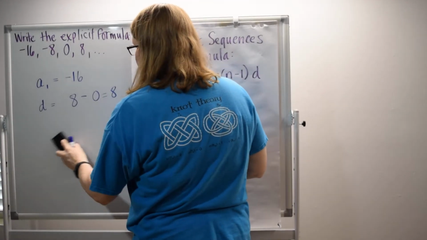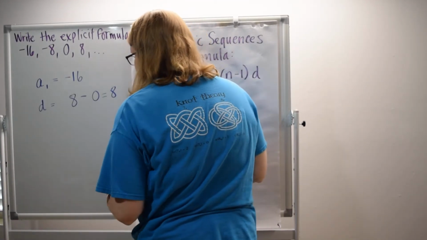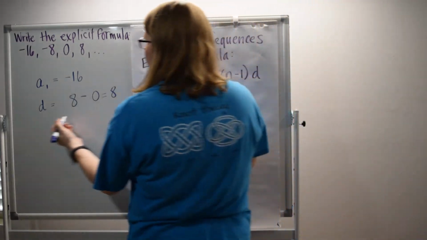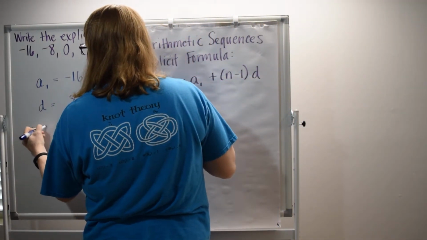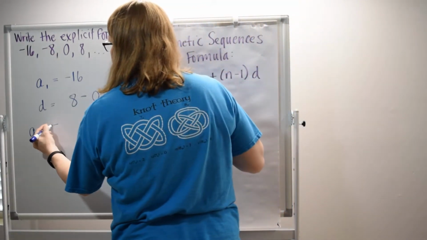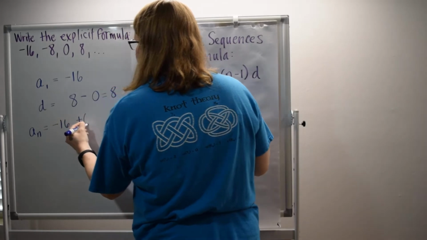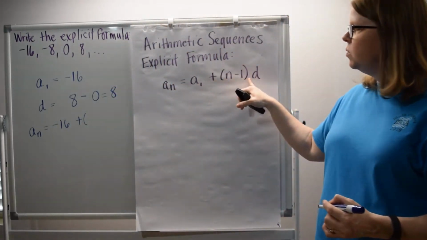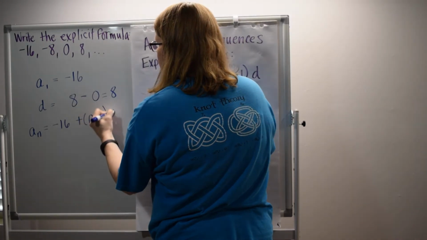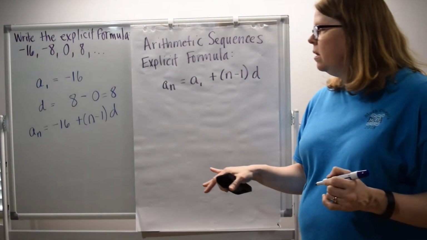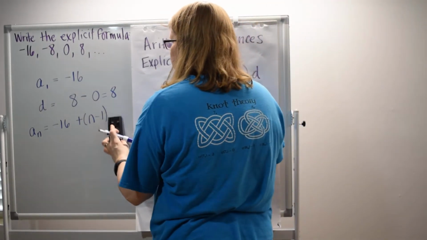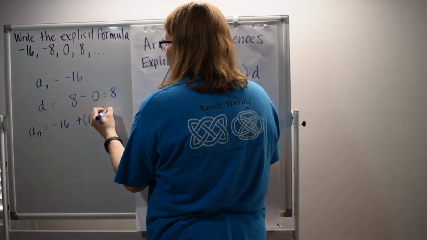Alright, so let's take a look at that and see if we can write our formula. So I'm going to copy this down. So a sub n equals the first term. So we have that, negative 16, plus n minus 1 times the difference. But we know the difference. The difference is 8. So I'm going to substitute that d with an 8.